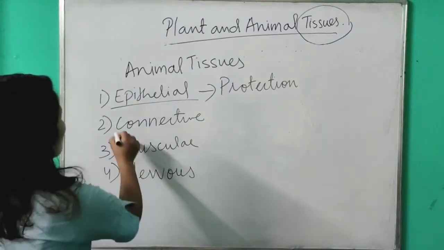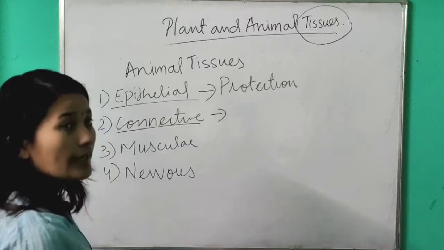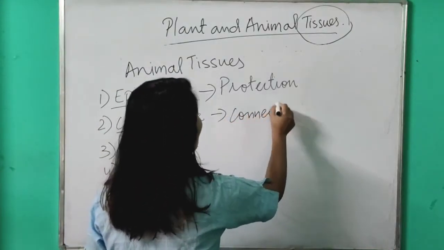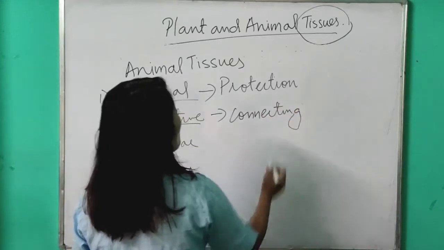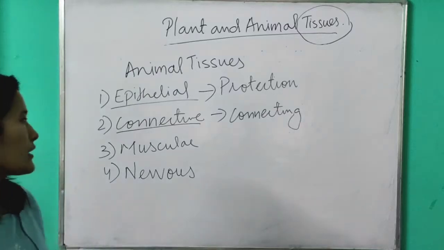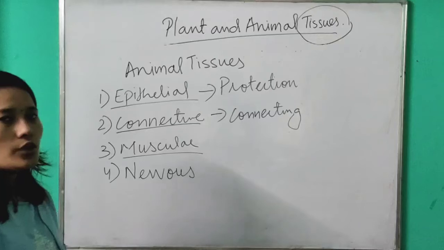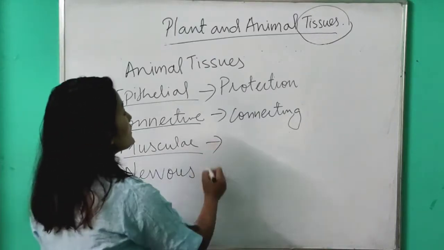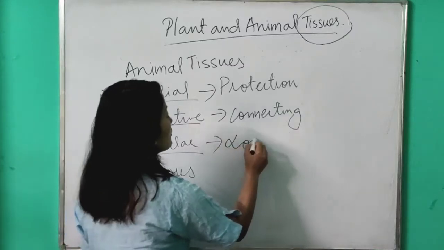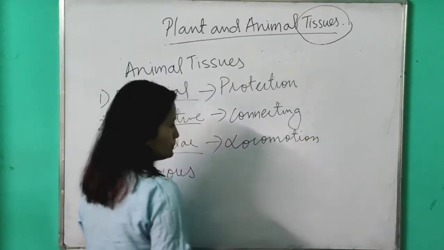Okay. Now next one is your connective tissue. Connective, the name itself suggests that it's connecting. So it helps connect the different parts of your body. So you have bone, cartilage, ligament, tendon, and all this comes under connective tissue. Now muscular tissue, under which come your muscle cells. So what do muscles do? Along with the bone, they help in bringing about locomotion, or movement, in your body.